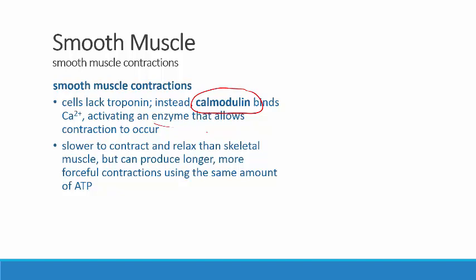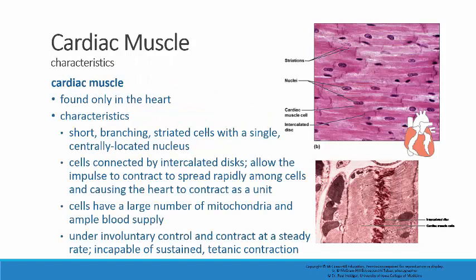And we get, as I said before, slower contractions and slower relaxation, but they can produce much longer and more forceful contractions with the same amount of ATP that a skeletal muscle would use to produce a shorter, less forceful contraction. All right, so that's the smooth muscle.